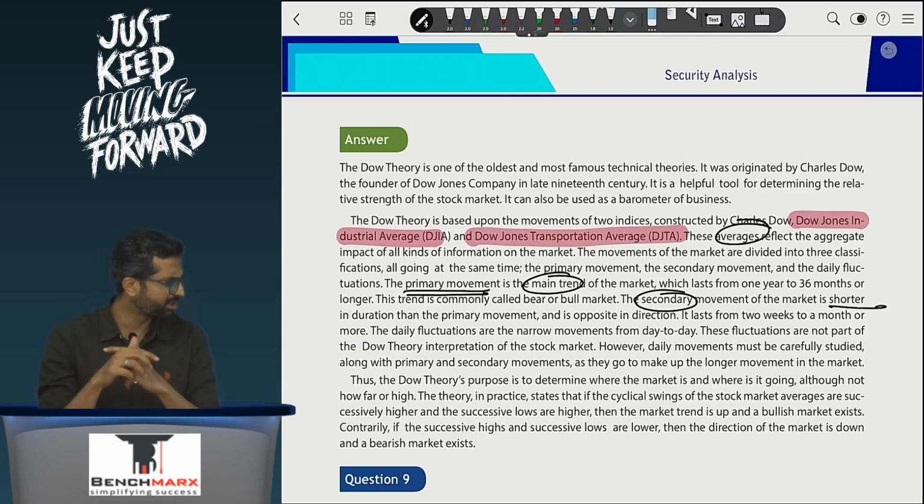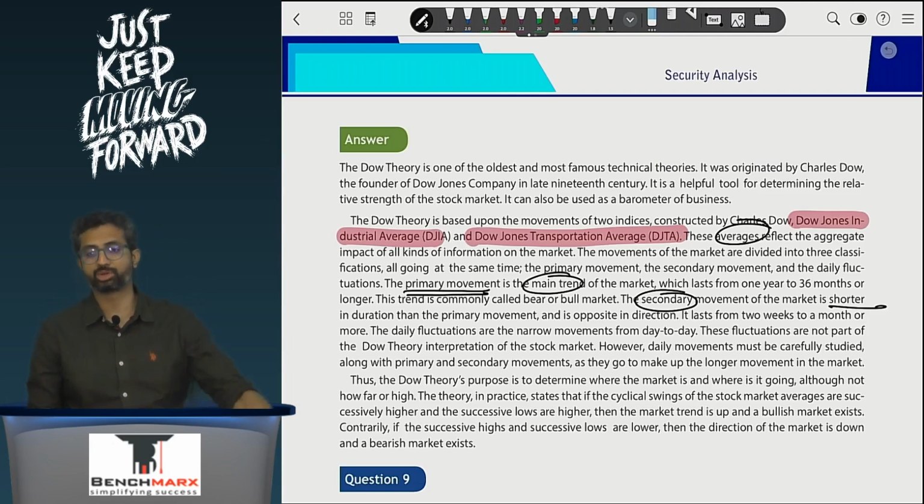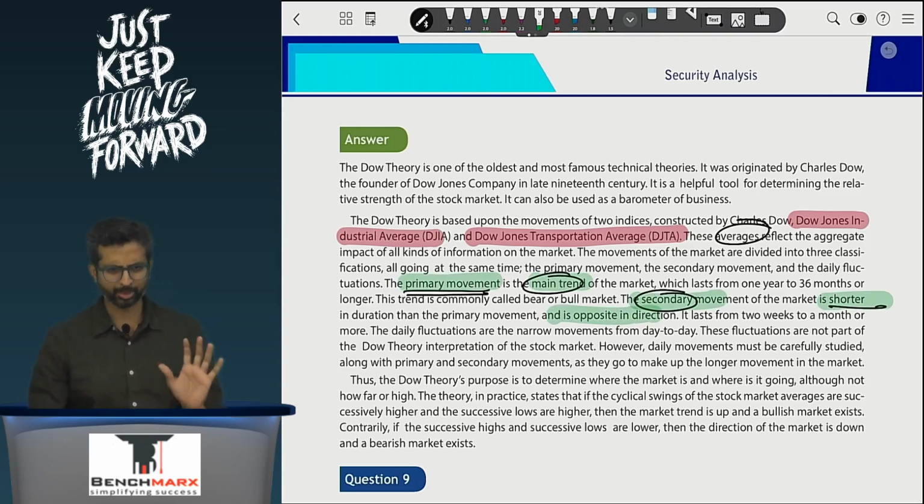Are we clear with this? So he said that you look at DJIA and DJTA, the Dow Jones Industrial Average and the Dow Jones Transportation Average, and based on that you predict. So these are 4-5 words that you should know. Primary movement, that is the main trend. Secondary movement, which is shorter, and it is opposite in direction. So that is more than sufficient.